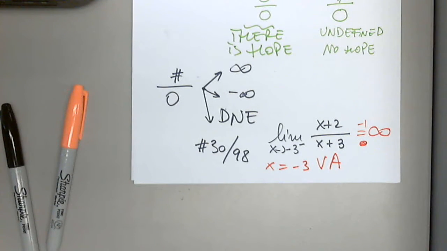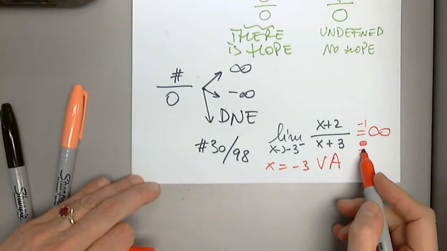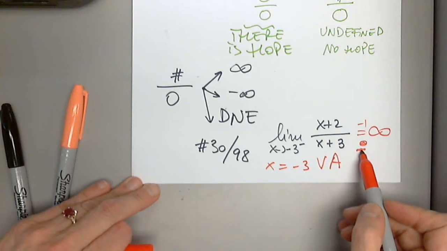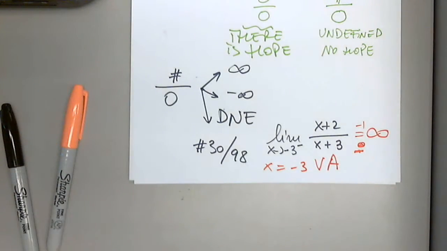So now, from the left-hand side, the next step will be to pick a number that is close to -3 from the left, like -3.1. Still, this is still -1. That will not change. But -3.1 plus 3 is a negative number, right? So this becomes a negative number. A negative number over another negative number, the answer is positive. Is that better? Very good.